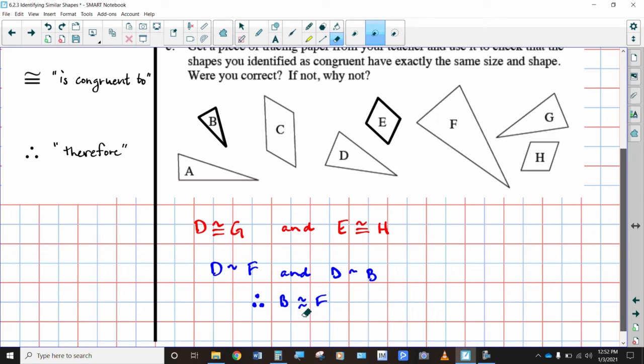And of course, let me go ahead and get rid of that because that wasn't the right symbol. There we go. Here I'm using the congruent symbols, the similar symbols, and the whole therefore. We're drawing a conclusion. And it's kind of like, if you think about this with the equal values method, if D is similar to F and D is similar to B, then F and B must also be similar to each other.